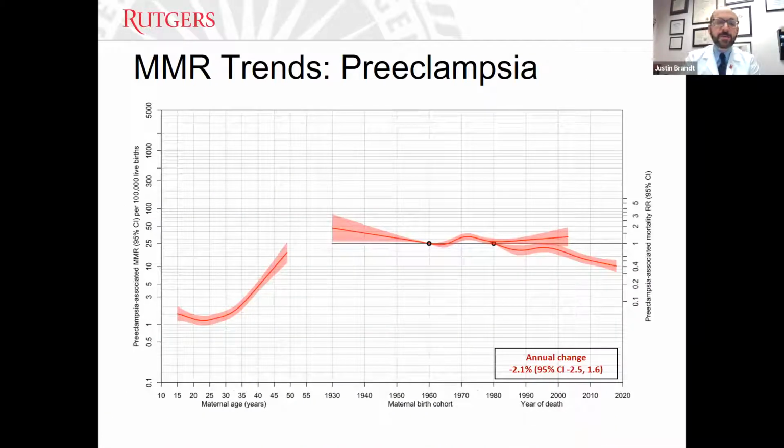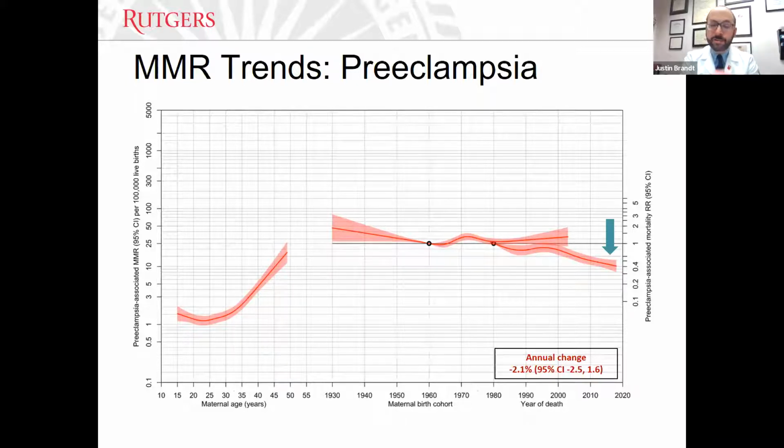So here's the age period cohort figure looking at trends for preeclampsia, and we're looking overall, looking at all people who were in the study. On the left, we see the age effects, and we see a significant age effect for preeclampsia-associated maternal mortality ratios. On the right, using 1980 as our reference year, we see a substantial reduction in the preeclampsia-associated mortality rate ratios during this 40-year time period, with an annual reduction of 2.1% per year.